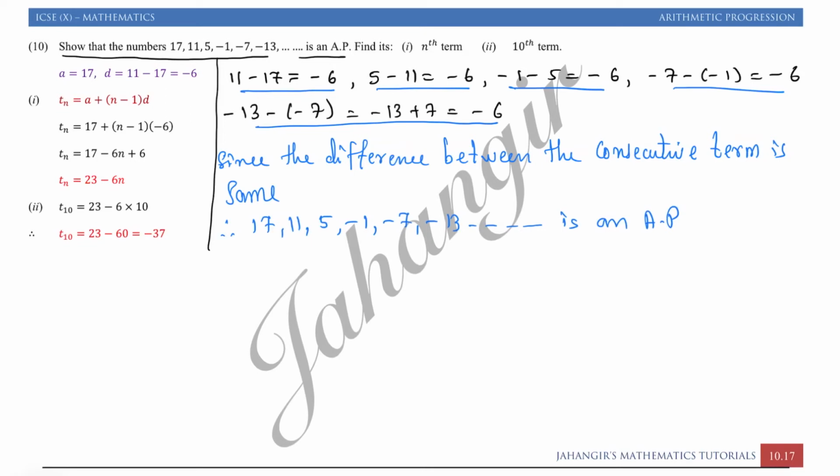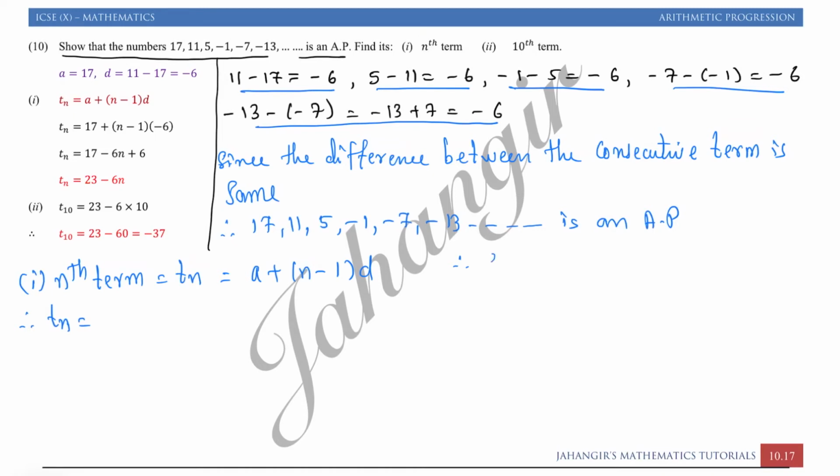So once you get the AP, we have to first find the nth term. For the nth term we will write Tn. For Tn I can write the formula, that is A plus n minus 1 into d. So therefore we can say Tn is equal to, A's value we know.